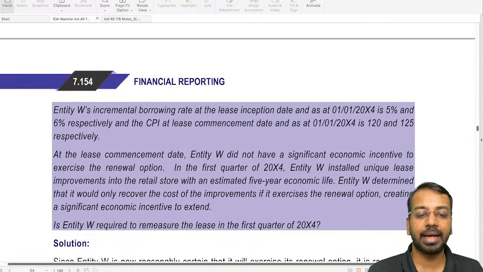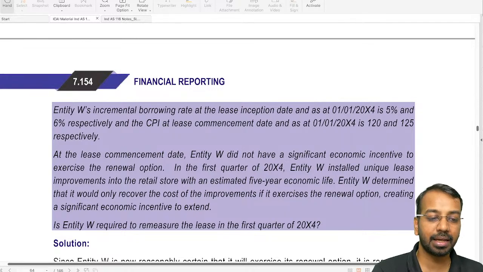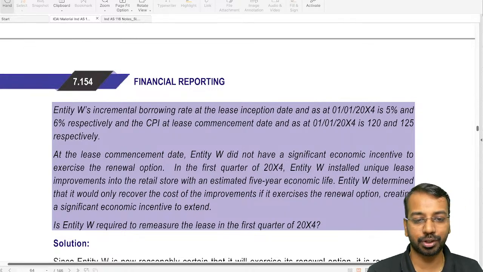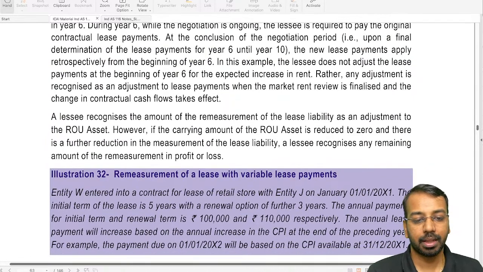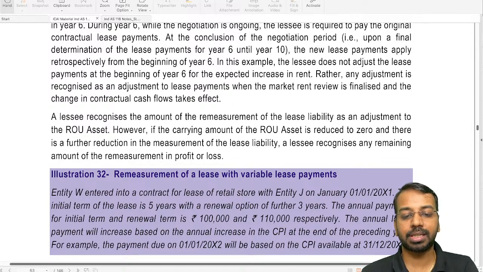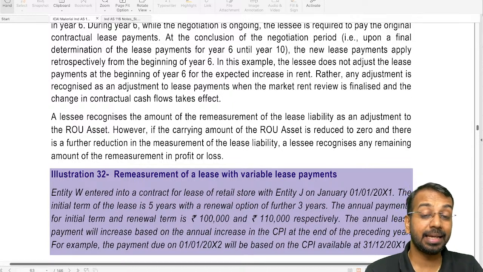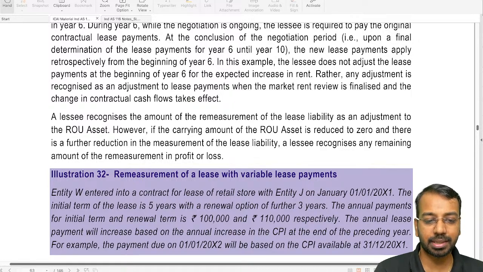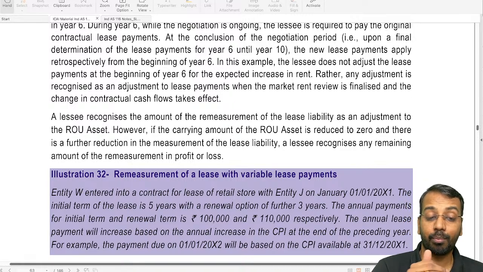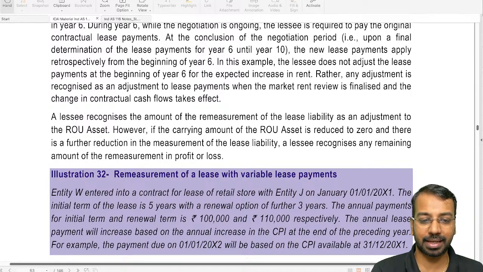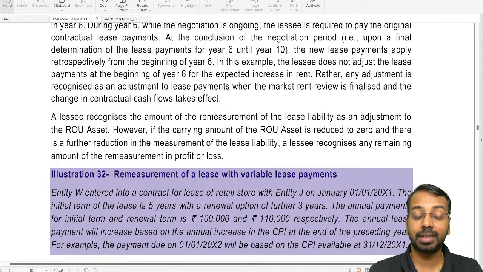At the lease commencement date, entity W did not have a significant economic incentive to exercise the renewal option. Now, here is where we want to understand: the initial lease term is 5 years, the renewal option is 3 years. The question says the entity will not exercise the extension option. In this case, tell me one thing, what will be the lease term? Shall I say 5 years or 8 years? There is a renewal option, and that option is not likely to be exercised. Yesterday we understood how to calculate lease term. Now tell me whether it is 5 years or 8 years.